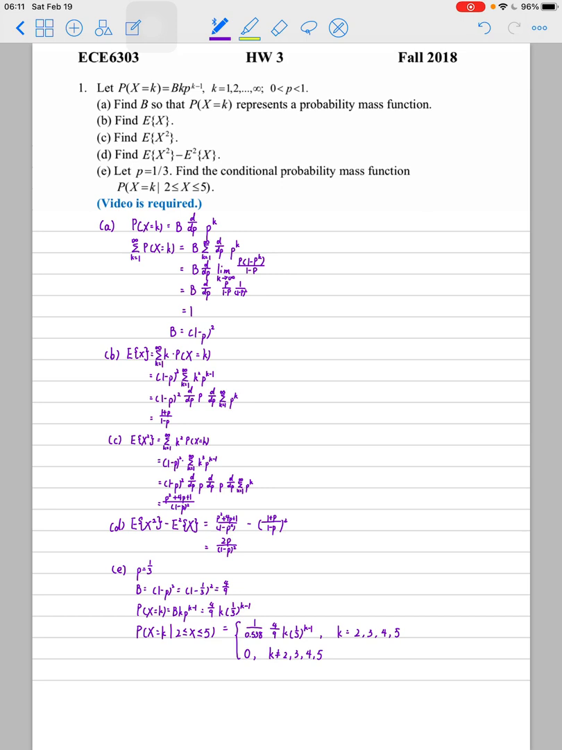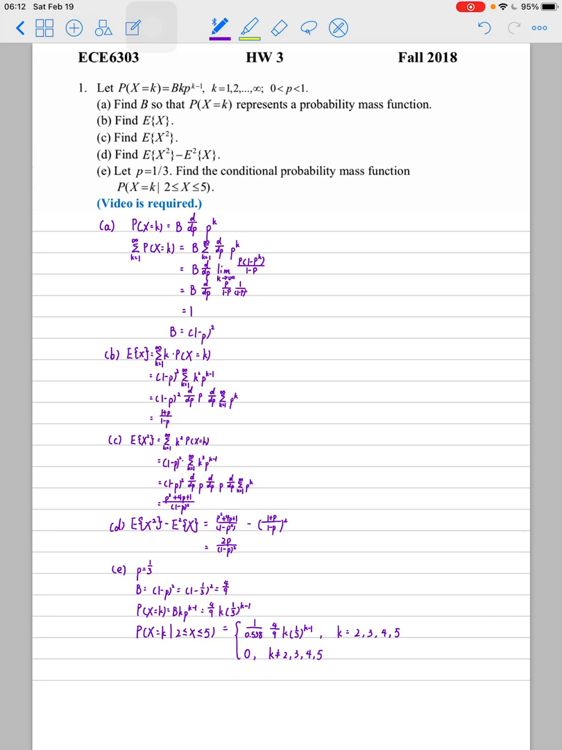because it should be a probability mass function. So the result needs to be equal to 1. So b equals (1 minus p) to the power 2.